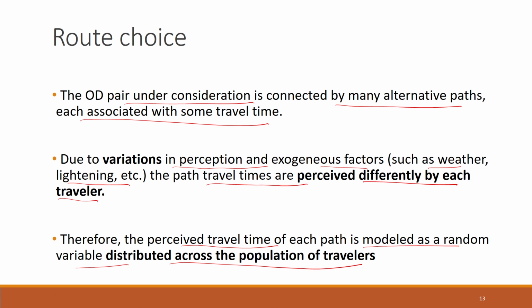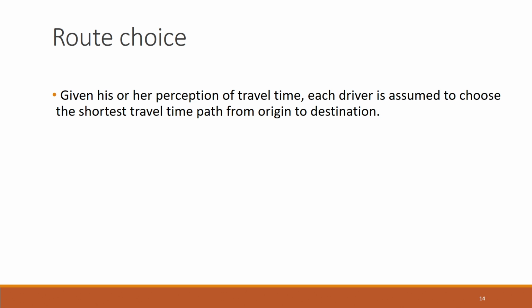Since these travel times of different paths are perceived differently by different travelers, not everyone may decide to take the same path, because not everyone might perceive the same path to be the shortest. So given his or her perception of the travel time, each driver is assumed to choose the shortest travel time path from origin to destination.